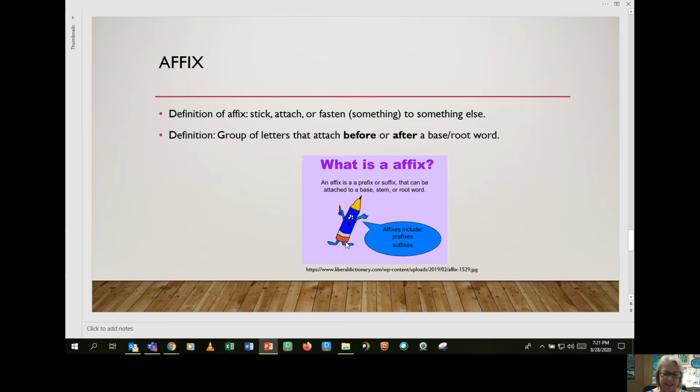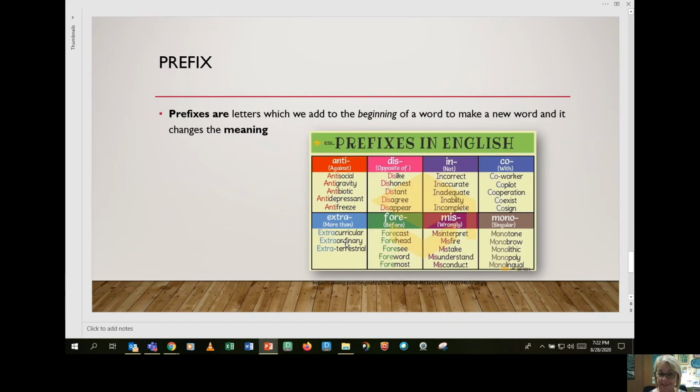Now, let's finish this up with our affixes. Remember what I said about affixes? It means to stick, or to attach, or to fasten. So I'm going to stick something on, and it's going to attach either before or after a base word. Now, we have prefixes. Pre in prefix means before. So it's letters that attach before a base word. So prefix, pre means before, they go before the word.